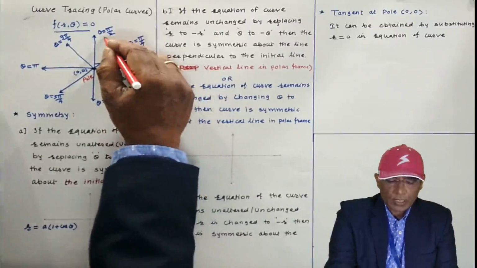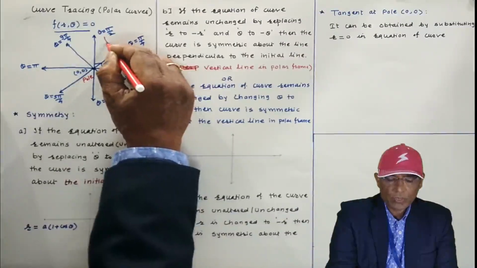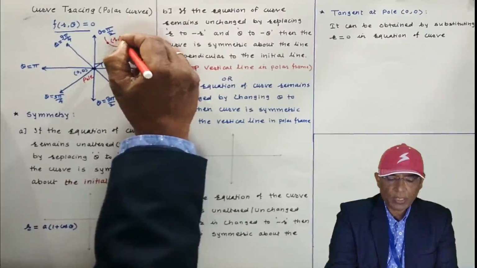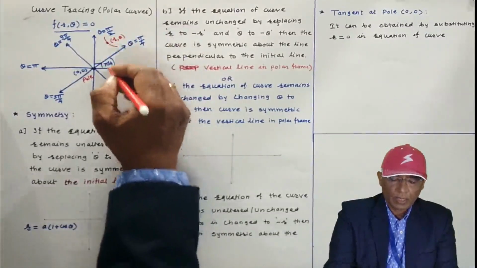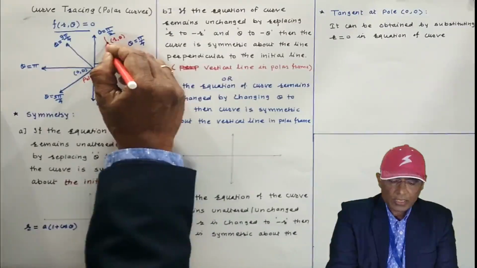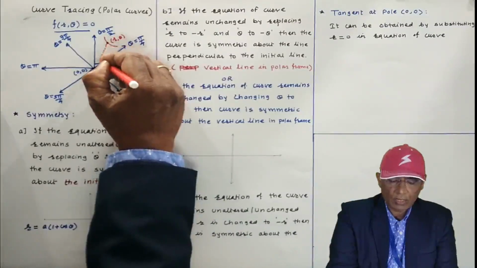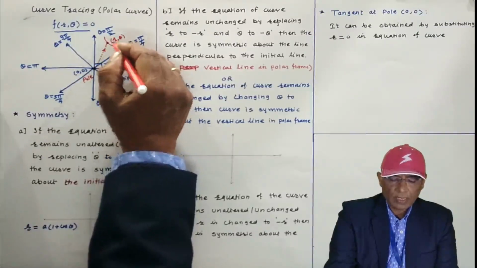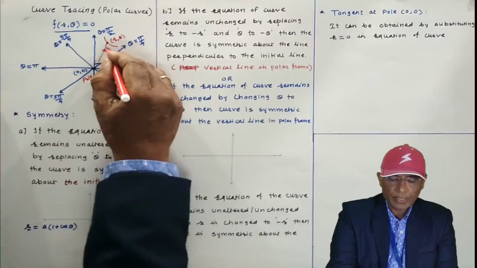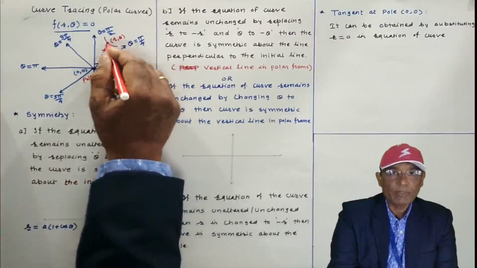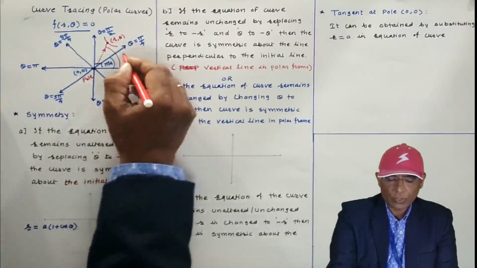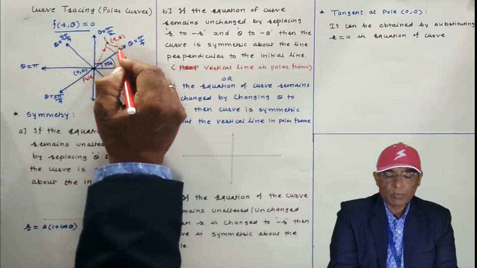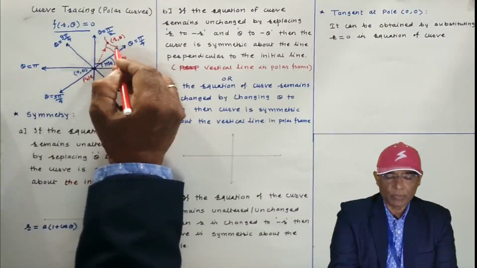Now, this is the curve, and this is one of the points of the curve, and the coordinates of this point are r and theta. Then what is r? r is this radial distance. This is the radius vector r. And what is theta? Theta is the angle between this red vector and theta equals 0. And the equation of this curve is in terms of r and theta. This is the polar curve.